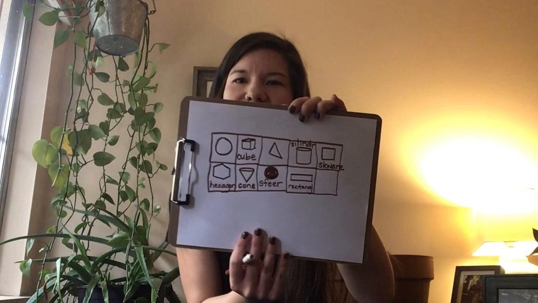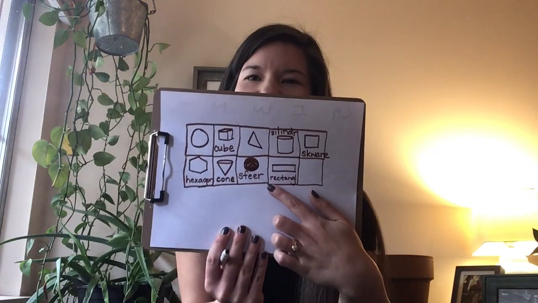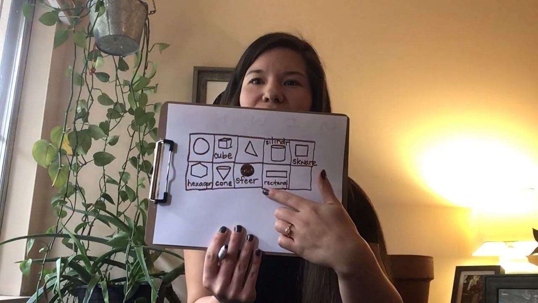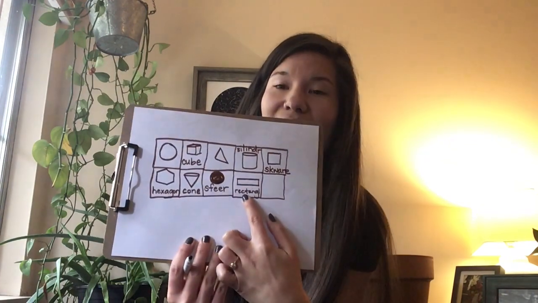This is a flat shape that has 4 sides and 4 corners. A square is a kind of this shape. Everybody, what shape has 4 sides and 4 corners? A rectangle. Yes, and a square is a special kind of rectangle. We know that because a square has all the sides that are the same. A rectangle could have sides that are different lengths.